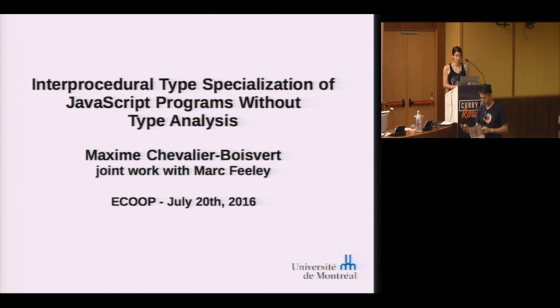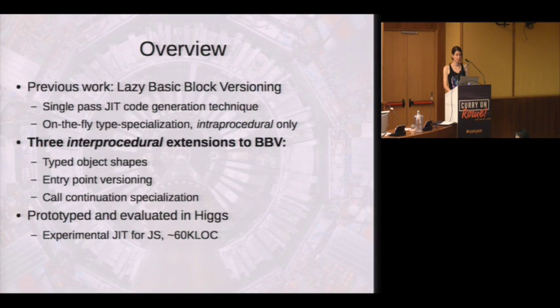All right. So, in previous work, we introduced a technique known as lazy basic block versioning, which is a single pass code generation technique. The particularity of this is that it does on-the-fly type specialization, and it is intraprocedural only, so it works only within function bodies. In today's talk, I'm going to introduce 3 extensions to basic block versioning that aim to make the technique achieve interprocedural type specialization on the fly.